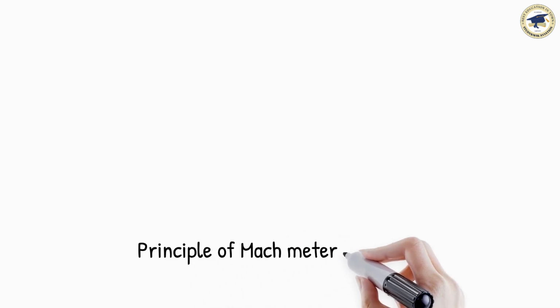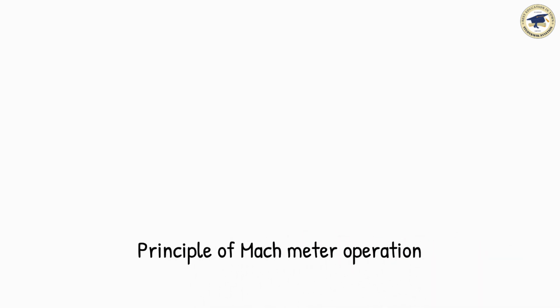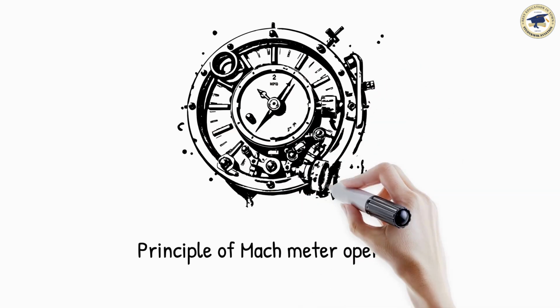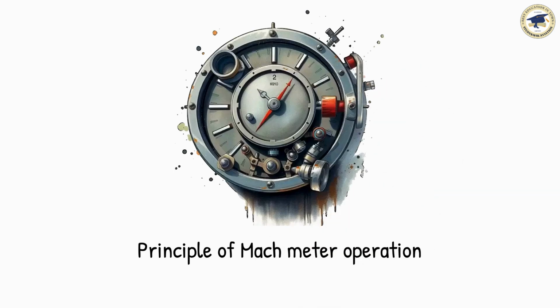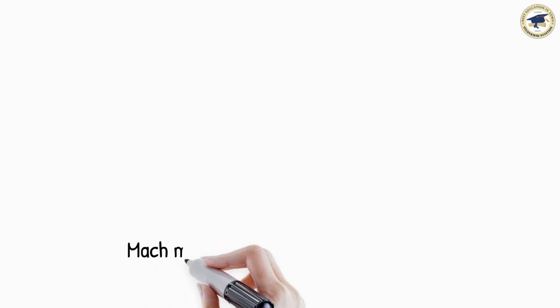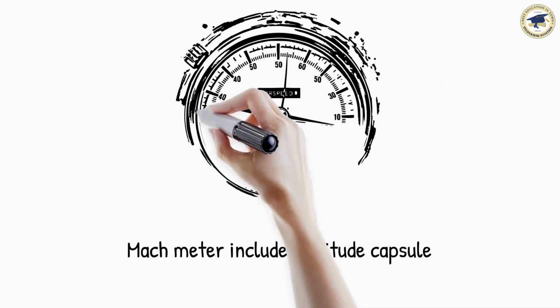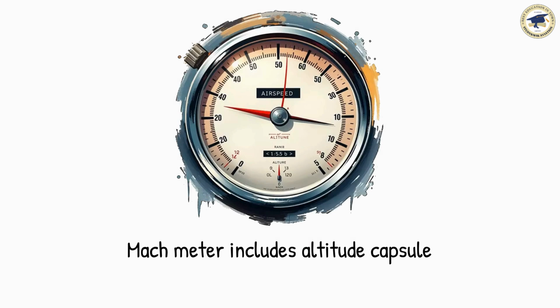Now let's talk about the principle of operation. Static pressure from the static port enters the case of the instrument, while the pitot tube feeds pressure into the airspeed capsule. The capsule expands and contracts with changes in dynamic pressure, and this motion is transferred through a system of links and arms. But the Mach meter also contains another capsule known as the altitude capsule. This expands and contracts with static pressure as the aircraft climbs or descends. The movement of both capsules is combined through a mechanical ratio arm, and the resulting movement drives the needle of the instrument.